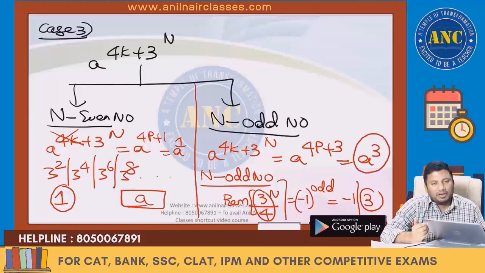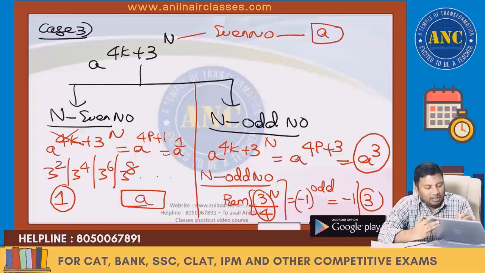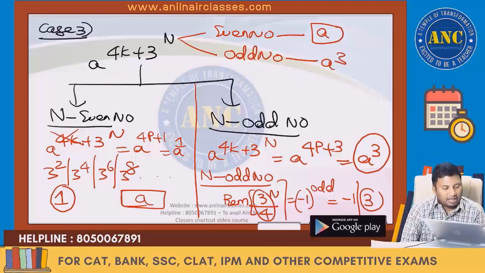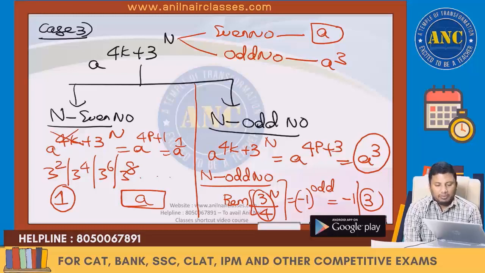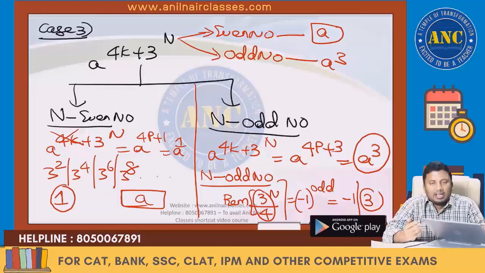Only in the case of a^(4k+3) to the power n: if n is even, the unit digit will be a. If n is an odd number, the unit digit will be a cube. If n is an even number, unit digit a. If n is an odd number, unit digit a cube. I hope the idea is clear.